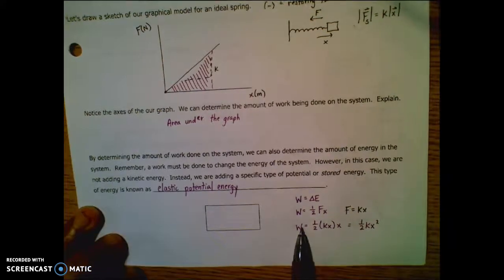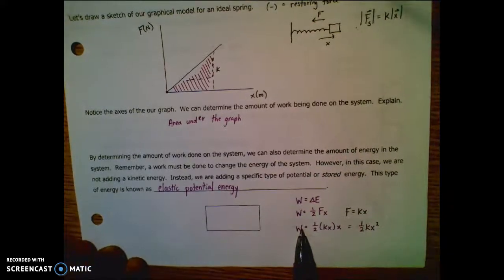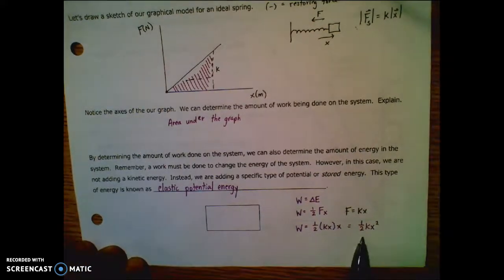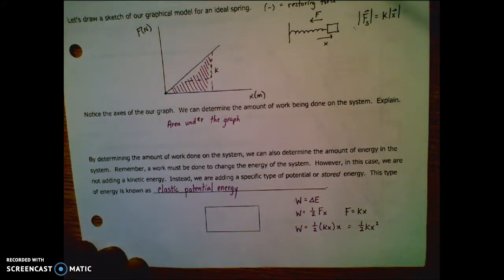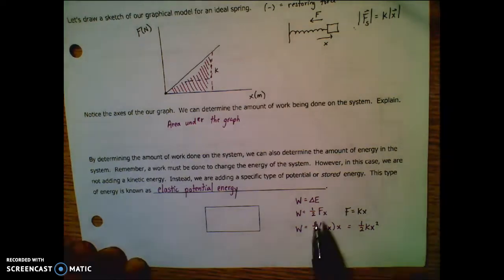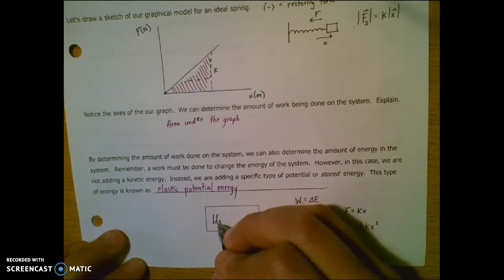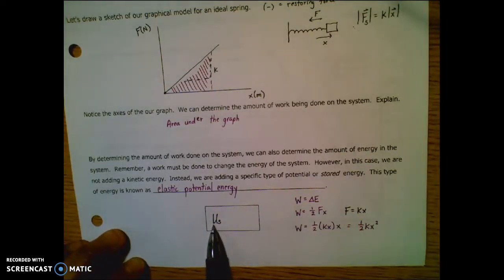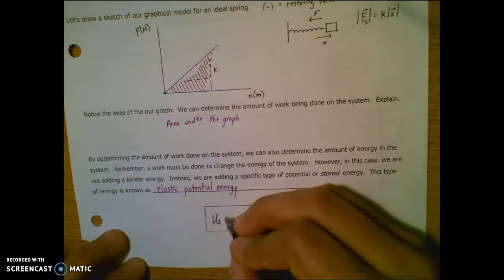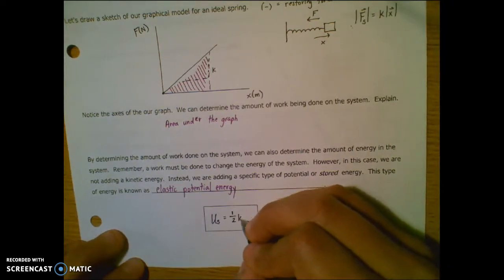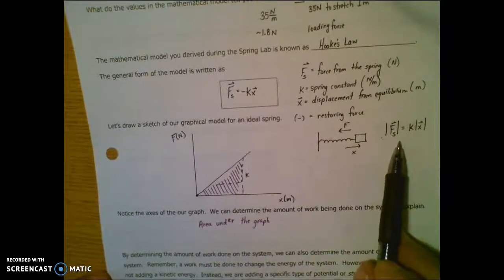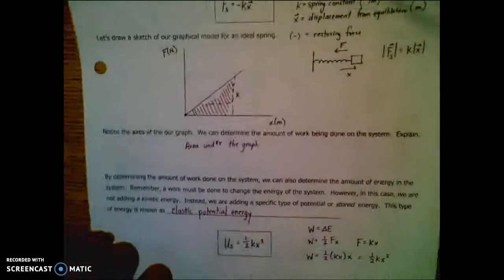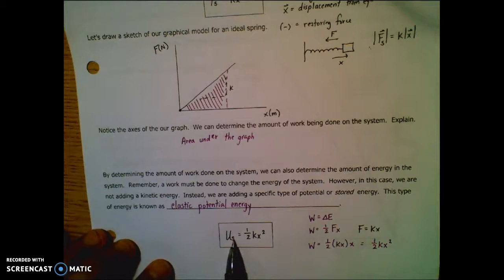So the amount of work that I do on this spring gives it an energy equivalent to 1/2 times the spring constant times the displacement squared. A spring has a potential energy, and the amount it has is given by this equation. So our potential energy U sub S for a spring is equal to 1/2 kx squared. Now we have two new equations, one for a spring force, where we only really look at magnitude, and the other for a spring's elastic potential energy.